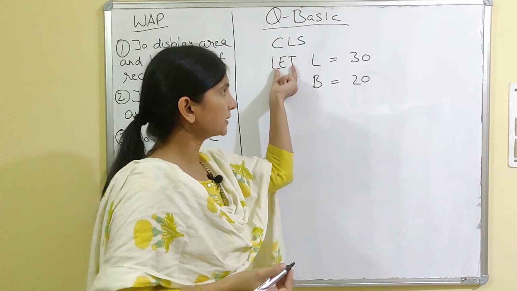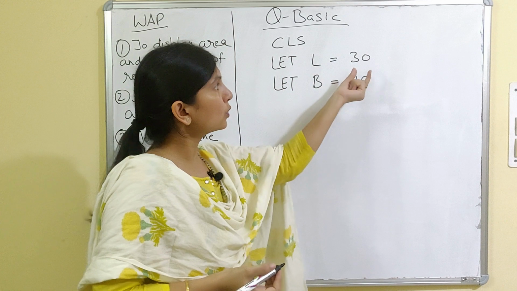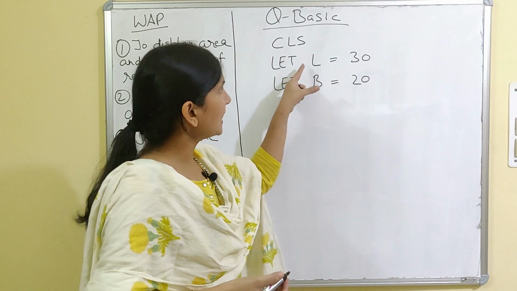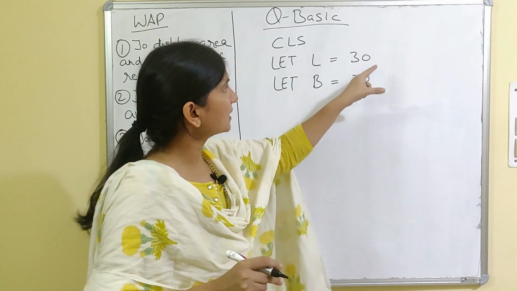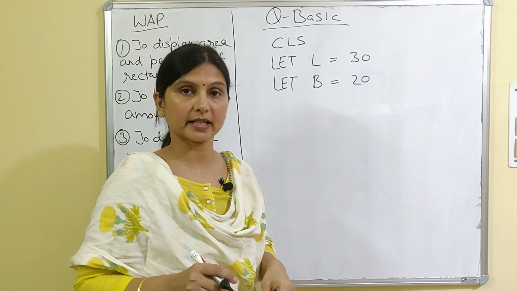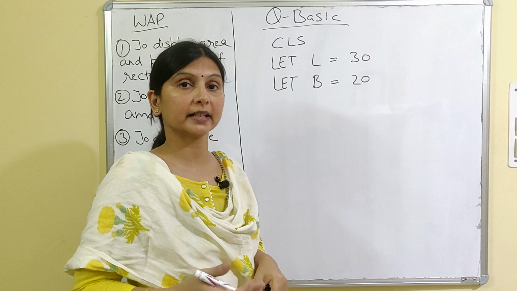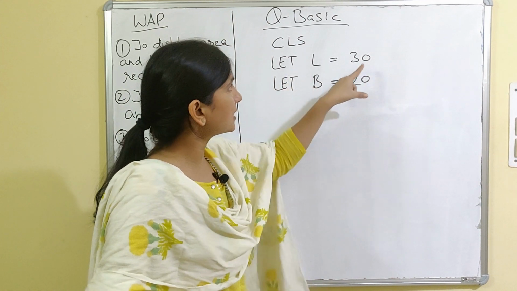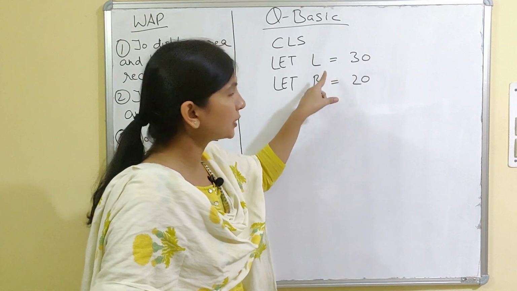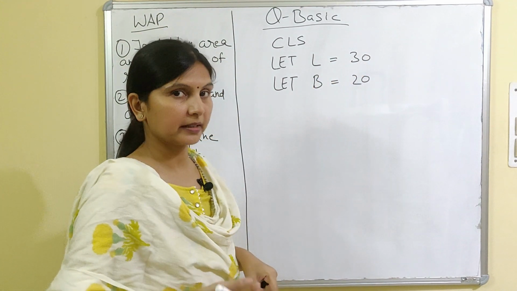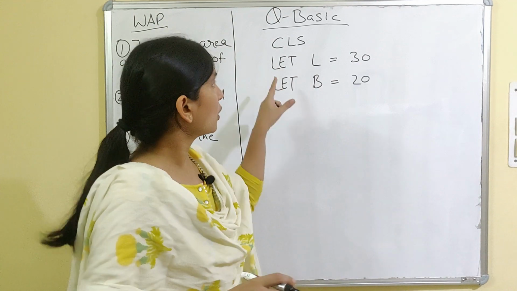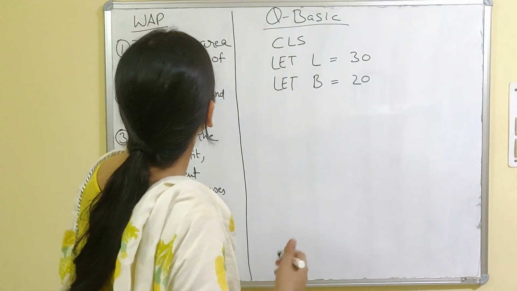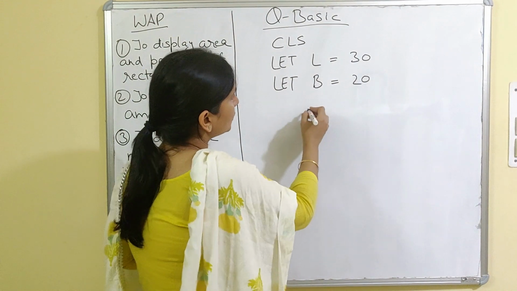Let is a statement which is used to assign a value to a variable. So L and B are two variables and 30 and 20 are two constants. Which type of constant and which type of variable is it? Numeric. Fine. And this let statement is used to assign a value to a variable. It's not mandatory, it's an optional let, but we will use it. Fine. Then to calculate the area.